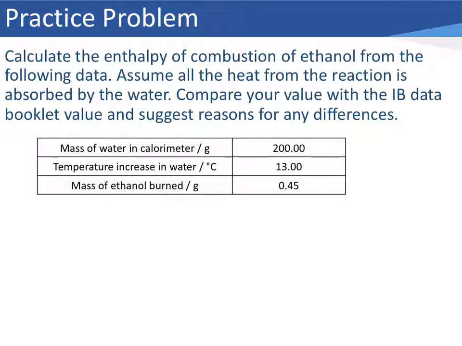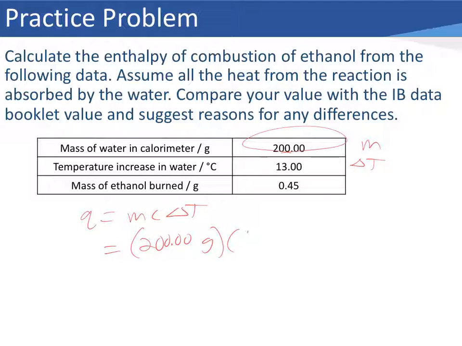All right, let's see what we can accomplish here. Let's look at Q equals mc delta T. Mass of the water in the calorimeter is 200, that is m. Temperature increase was 13, that is delta T. So if Q equals mc delta T, it's 200.00 grams times c, which is 4.18 joules per gram degree Celsius, times 13.00. So my answer can have three significant figures.